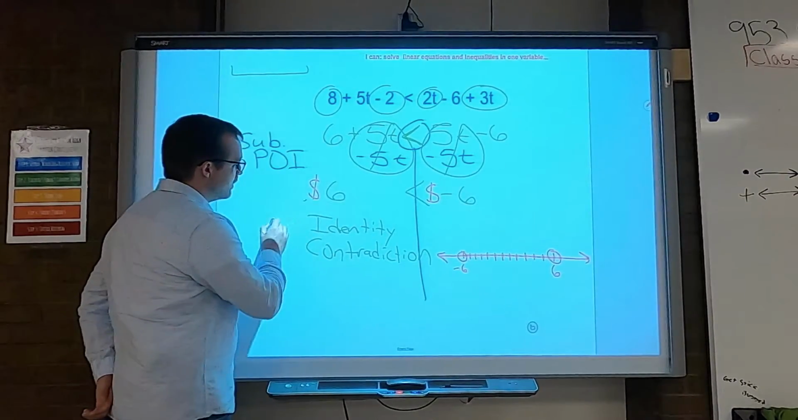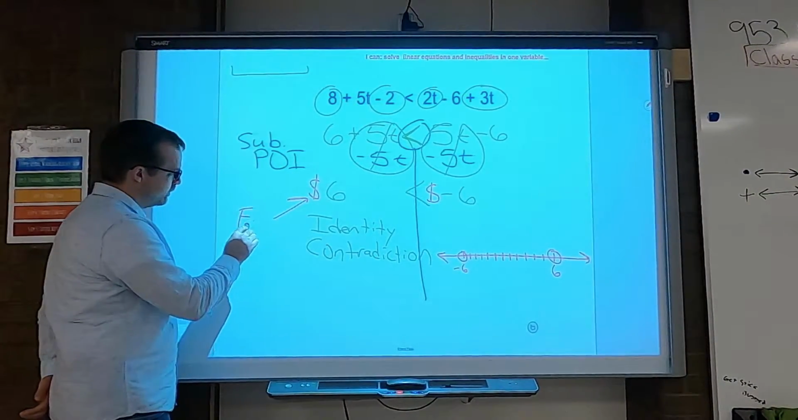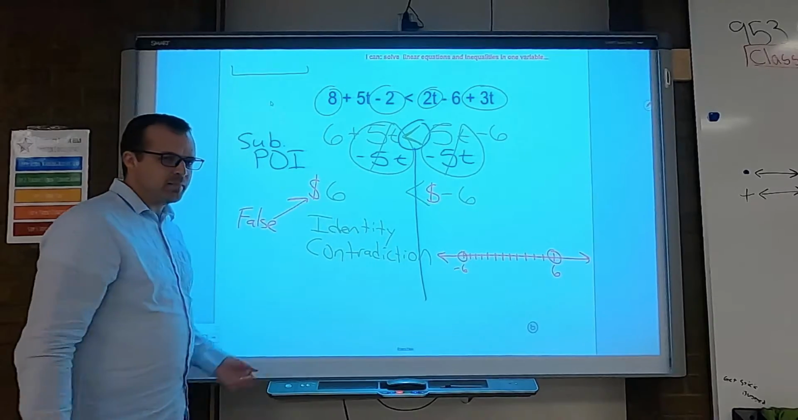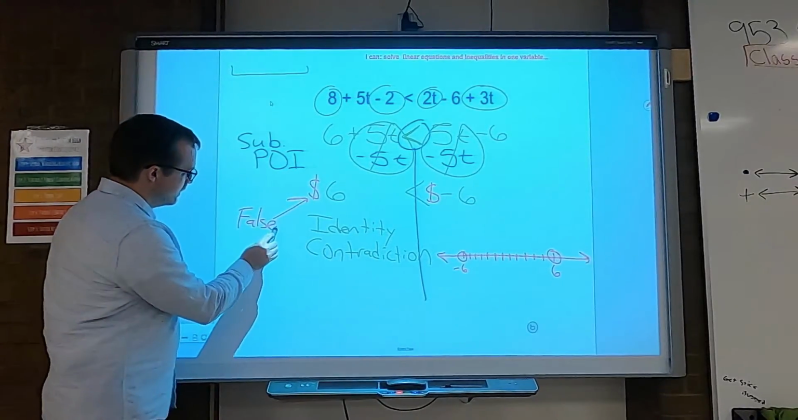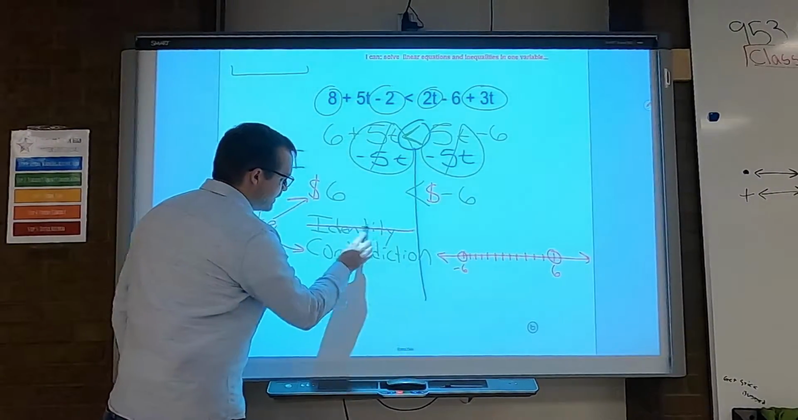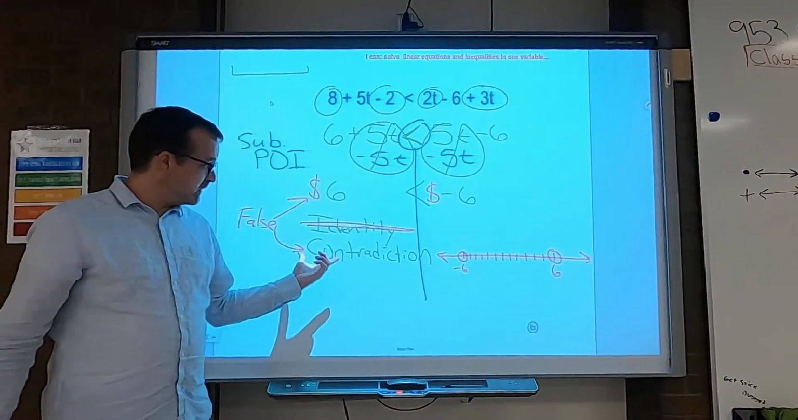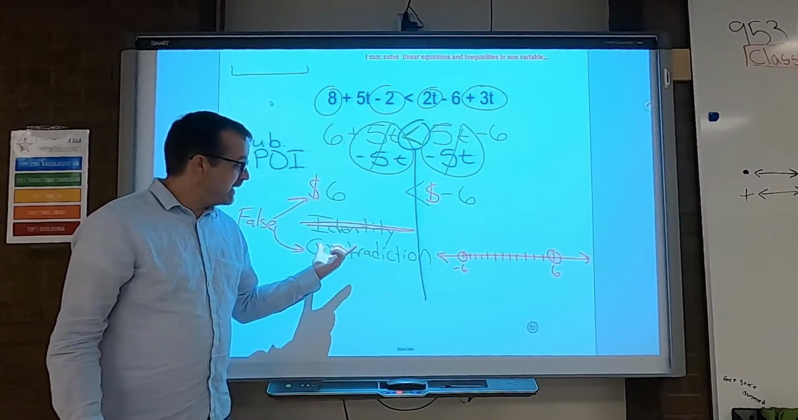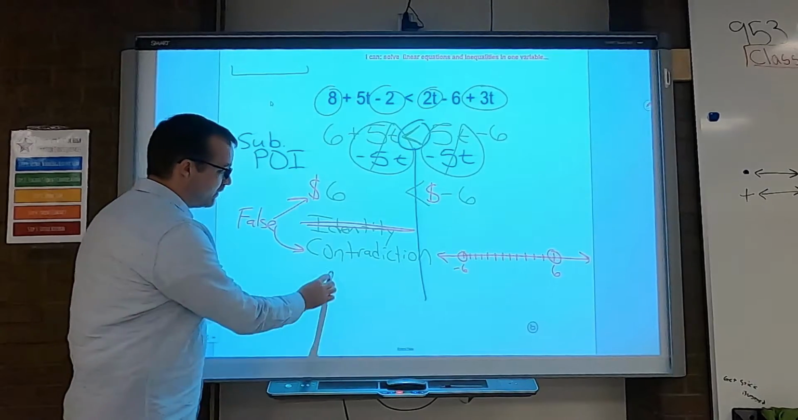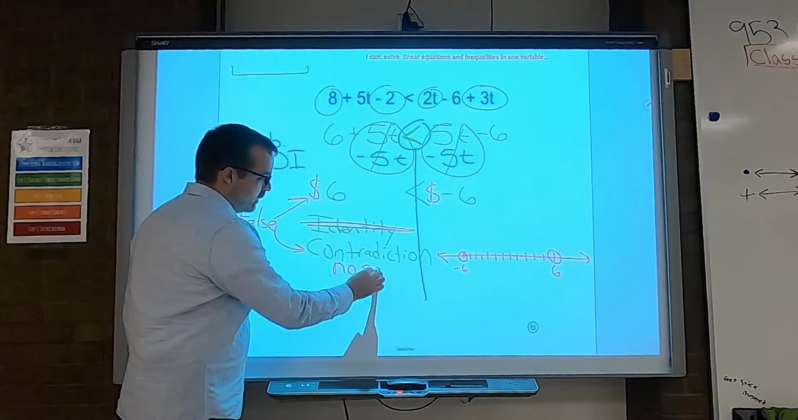And if this is false, which one is it? Identity or contradiction? Contradiction. It's a contradiction. Fake. Not an identity, right? If it's false, it's a contradiction. And contradiction means that we have no solution.